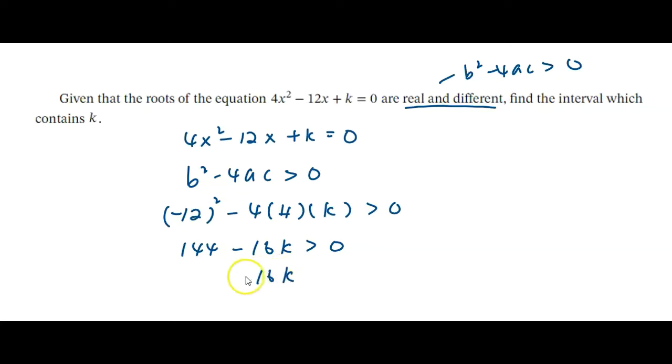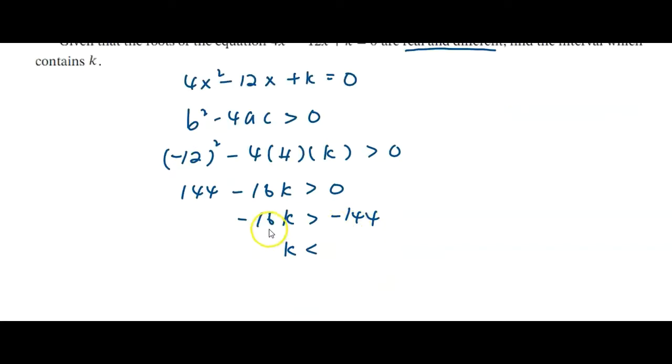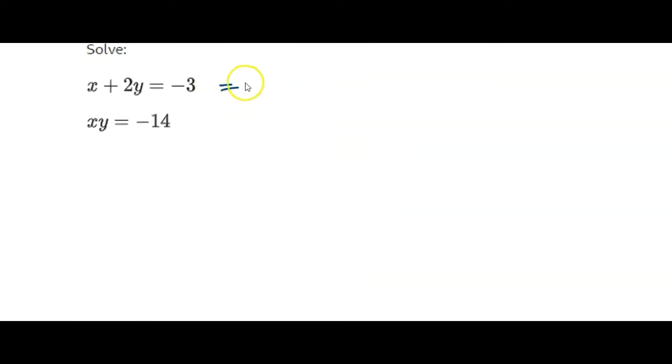So negative 16k is greater than negative 144, where k is less than negative 144 divided by negative 16, which is 9. And don't forget that the greater than sign needs to be changed to less than, because we are dividing both sides of the inequality by a negative number, that is negative 16. When you divide by a negative number in an inequality, the sign has to be reversed, so it becomes k less than 9.